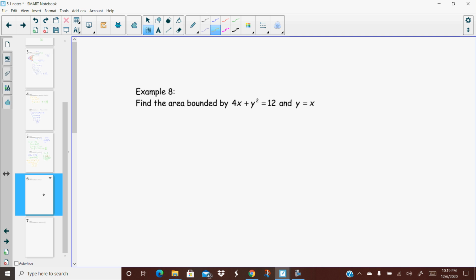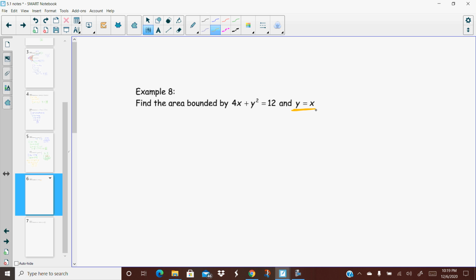So number 8 says, find the area bounded by 4x plus y squared equals 12 and y equals x. This one might be more challenging to think about because the y equals x part doesn't really tell us, do I solve for y or do I solve for x? Because it's technically solved for both. It's the other one that's going to tell us that. You don't really want to try and solve for y in the case where you have y squared.